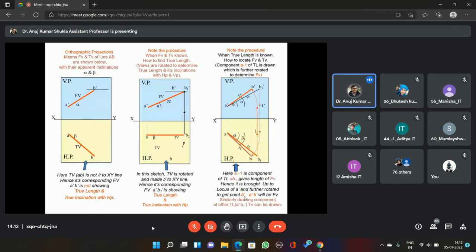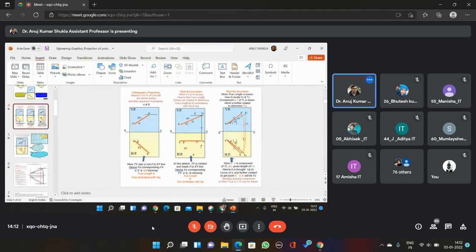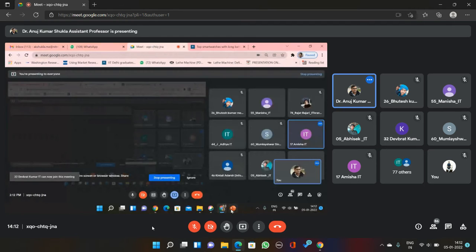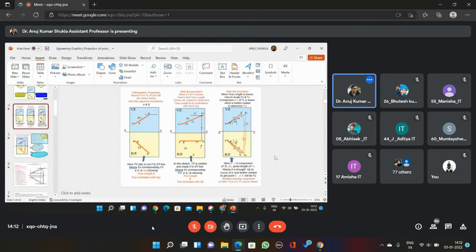If you do not practice it now, it will be very difficult for you to understand, because here I can only show you through PPT. Unless you practice it, it will be very difficult to understand. Up to locus of A dash and further rotated to get point B dash, you have to find out A dash and B dash. A dash B dash will be the front view. Similarly, drawing component of other true length A dash B1 dash, TV can be drawn.